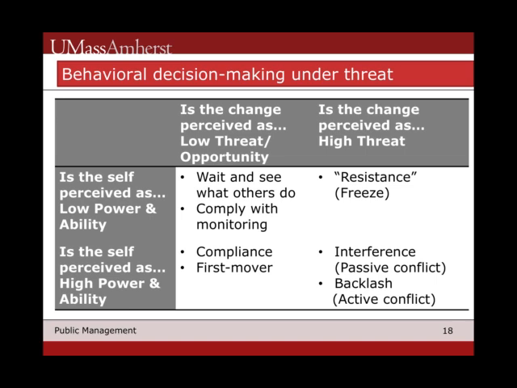So, in essence, thinking about each of these four quadrants, when a person doesn't feel like they're that threatened, but they see themselves as low power and low ability, they tend to wait and see what other people do and then comply only if they're being actively monitored or if other people around them are doing it. If they're perceived as higher in ability and they see either a very low threat or even an opportunity, they're going to tend to move first, be the first one to engage in this proposed change of behavior, and maybe even extend beyond the bounds of authority.